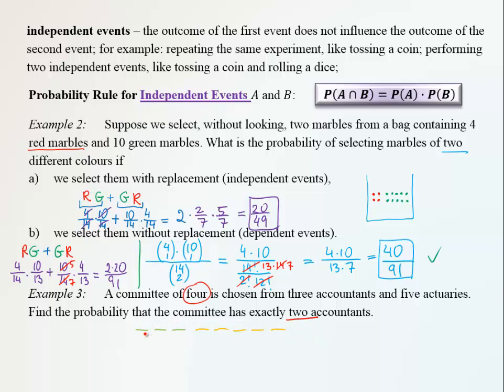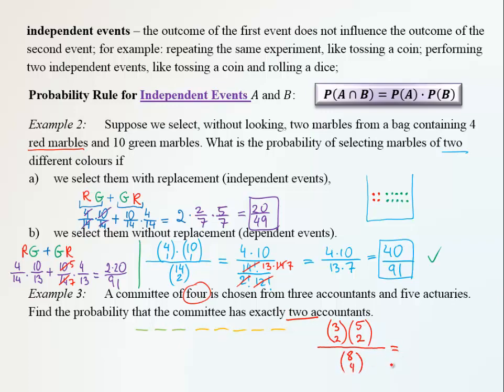So we want to pick 2 out of those green ones, out of the accountants. There is 3, we need to choose 2 out of them. And then we want to choose the remaining 2 out of the actuaries. So there's 5 actuaries, we are picking 2 out of them. So that's the number of our favorable outcomes. However, what's the number of all possible outcomes? Altogether, we're choosing 4 out of available 8, 5 and 3. So 8 choose 4 in the bottom.